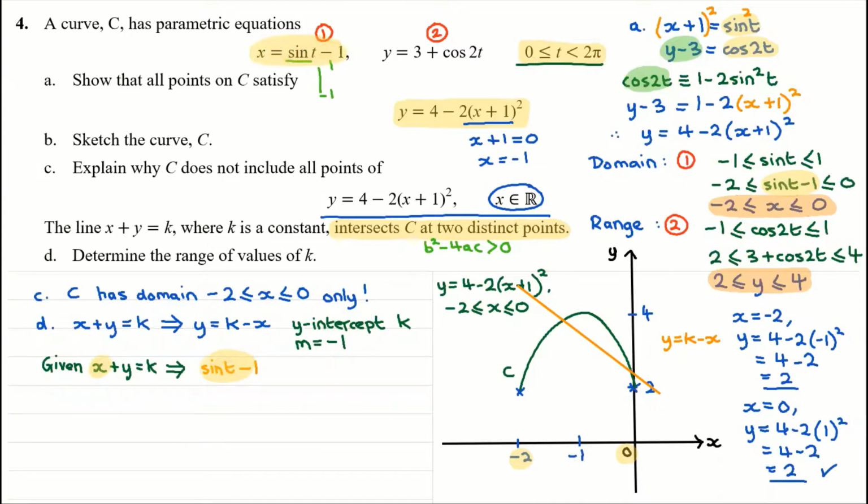Okay, now let's do the next bit. So that's x plus y. So I've got to add the y part. Now y is defined as 3 plus cos 2t. So let's put that in. Okay, so again, just so you know, these correspond. So that corresponds with that one. Okay, if I add those together, that's going to equal k, which is a constant.